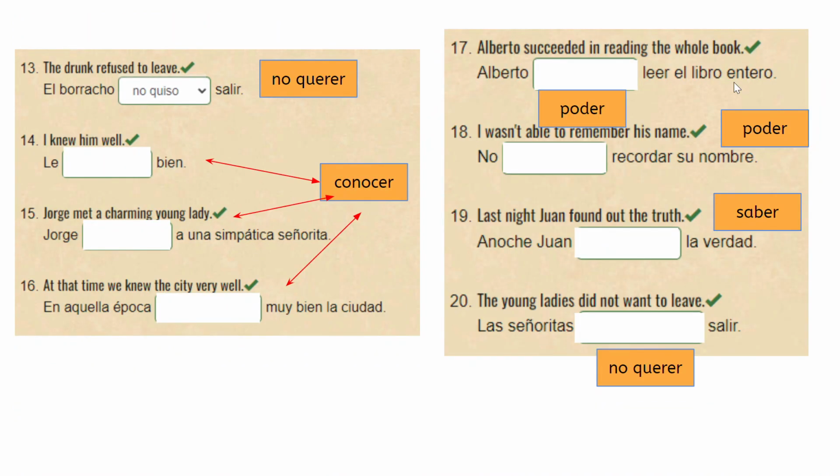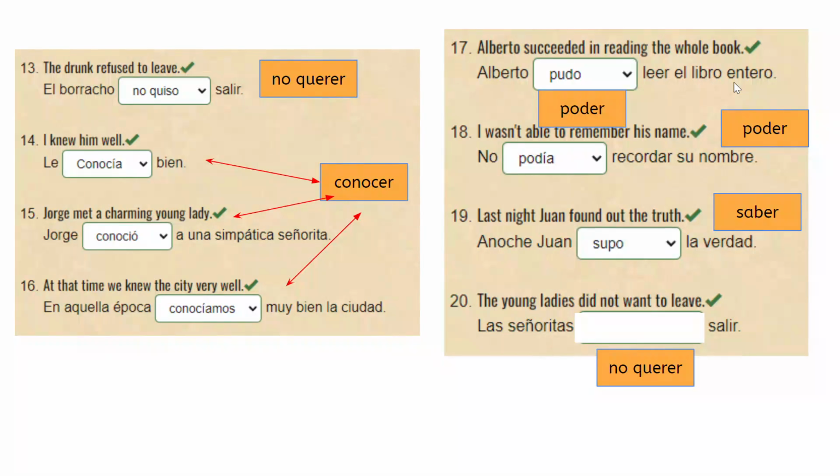El borracho no quiso, le conocía bien, reconoció, en aquella época conocíamos, Alberto pudo, no podía, 19 Juan supo, and 20 las señoritas no querían. These are the ones with changes in meaning. Remember, in the preterite, it changes the meaning. In the imperfect, it retains the original meaning.